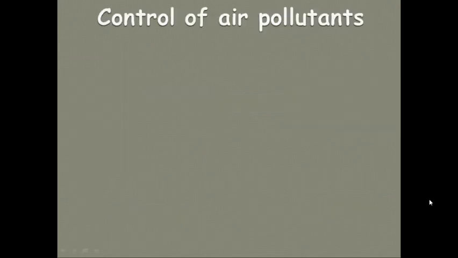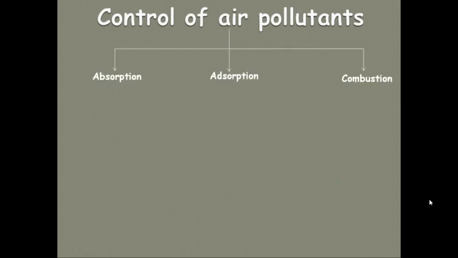Now, talking about the control of these air pollutants, especially the control of gaseous air pollutants. All these gaseous air pollutants can be controlled by three different methods. These are the absorption method, adsorption method, and combustion method. We'll discuss one by one about these methods and their advantages. So first of all, we'll start with the absorption method.